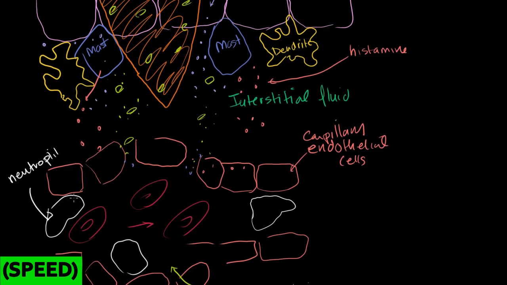They start kind of rolling along the wall right here. That's called margination. They roll along this wall, and they stick to the wall, they adhere to the wall, and then eventually they squeeze through these gaps in the capillary wall. This is called diapedesis or extravasation. Sometimes it's called emigration. These are all fancy words, but essentially it's just squeezing through the wall. So that's a neutrophil right there.